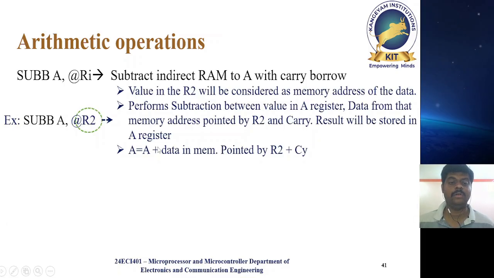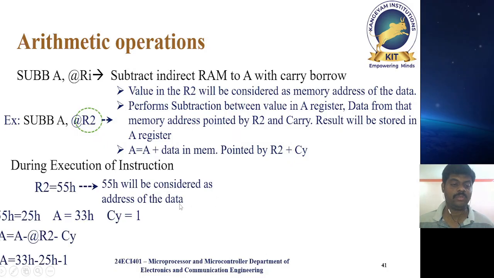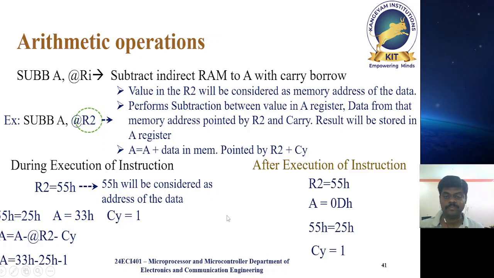This is negative. A minus data in memory pointed by R2 minus carry. That is what happens here. This is not plus, this is minus, so subtraction will be happening here. Assuming this is indirect addressing, I have given an example of how the subtraction with borrow happens using indirect addressing. This is what happens after executing the instruction.